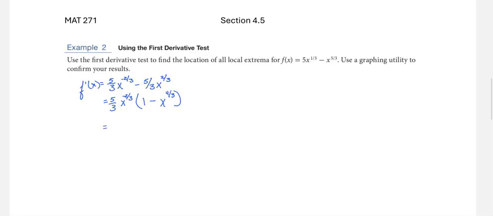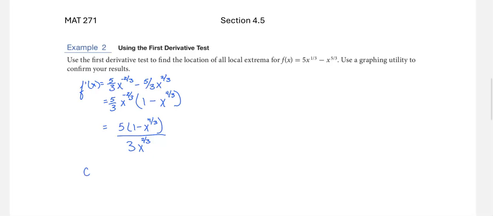And then I'm going to clean this up a little bit. Let me make this negative a little bit more distinct. So I'm going to have 5 times 1 minus x to the 4/3 all over 3, and that x can come to the denominator and become a positive 2/3 as the exponent. So there's my derivative.